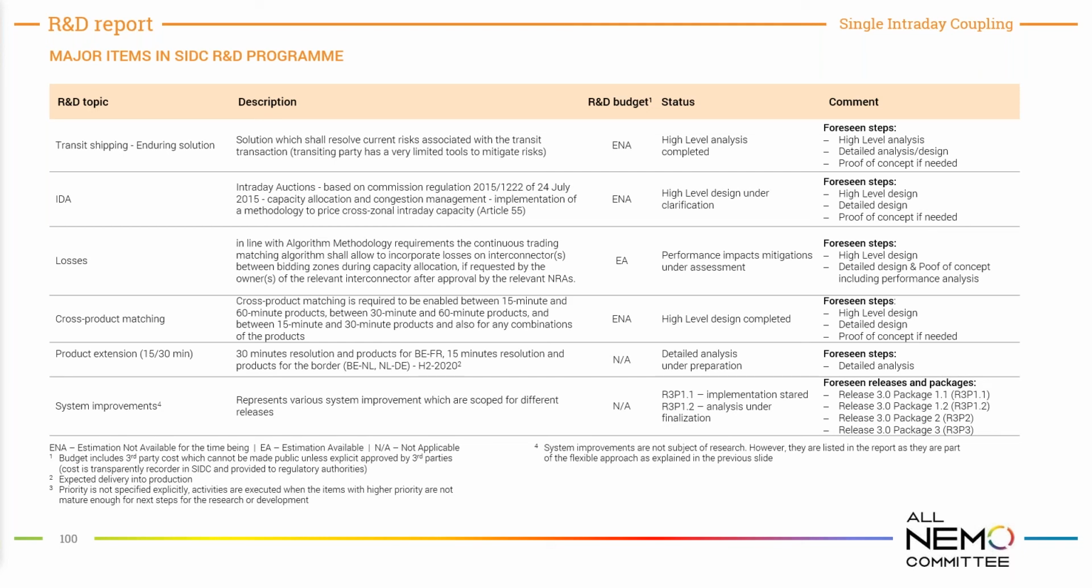The second topic, intraday auctions. Of course, there is a regulation which sets, let's say, obligations or rules for implementation of a methodology for pricing of cross-zonal intraday capacity. So we are in the phase of high-level design clarification. We expect to continue with the detailed design in the last quarter of this year or first quarter of the next year. And of course, there is a prescribed deadline for going live with this algorithm methodology, which is the end of 2023 or beginning of 2023. So this is the target for us right now in the work and planning.